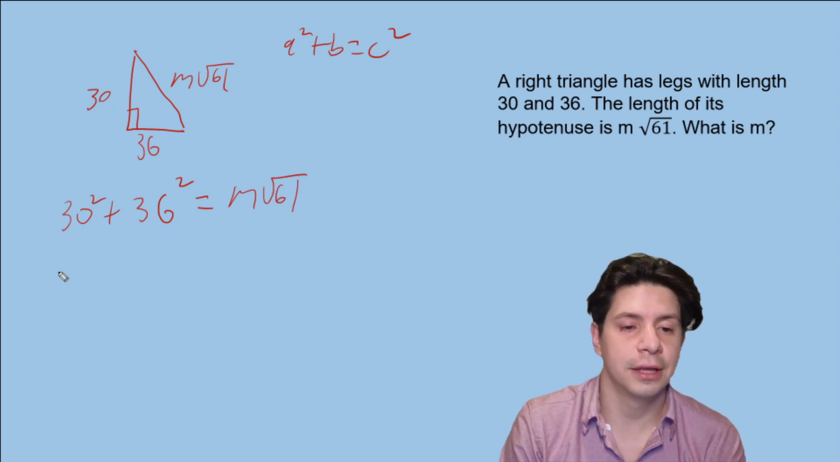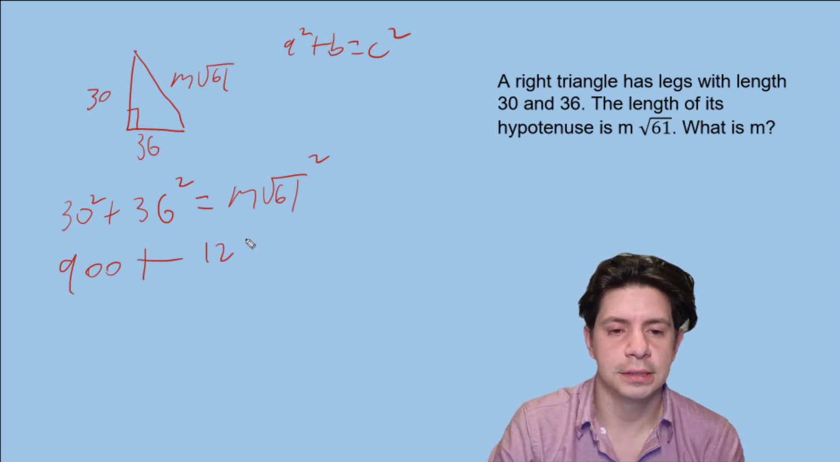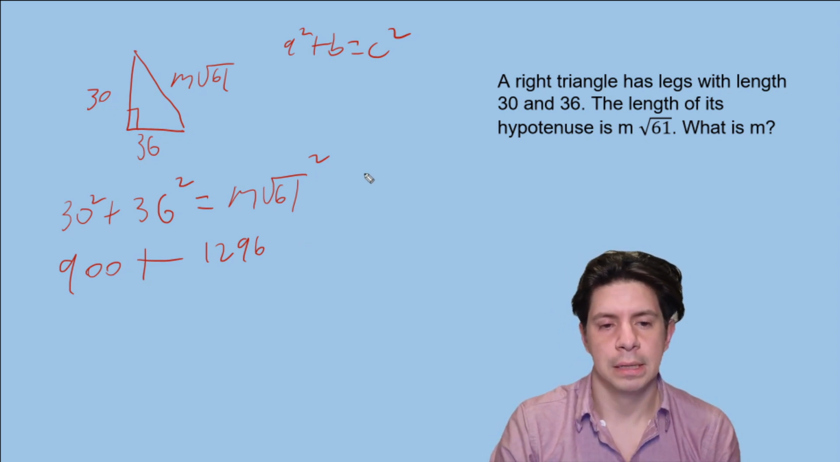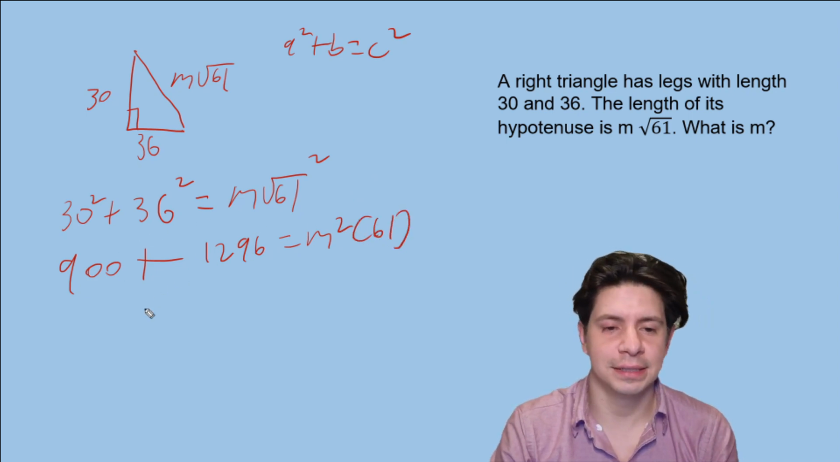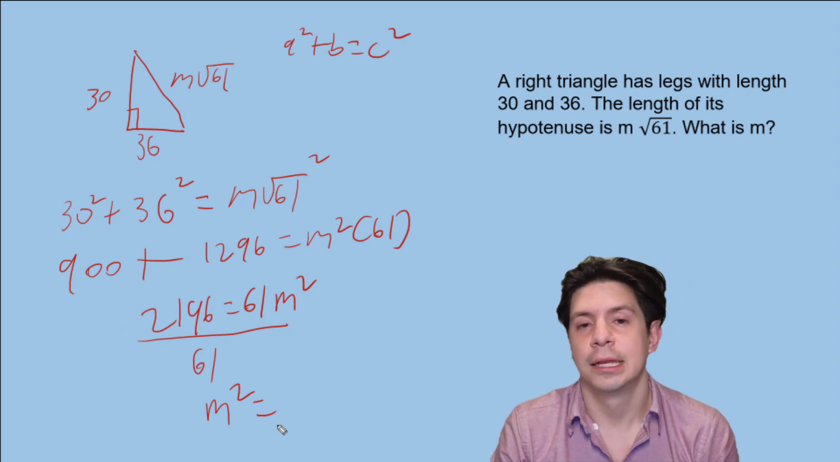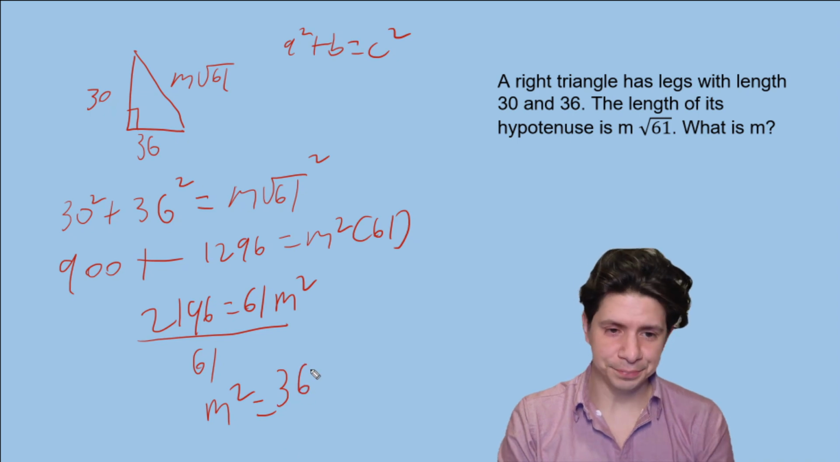You could plug that into the calculator and you're going to get 900 plus 1296 equals m squared times 61. Okay, 900 plus 1296 is going to be 2196 equals 61 m squared, and then we're going to divide by 61. And m squared is going to equal, anybody? That's right, 36. Comes out clean, right?